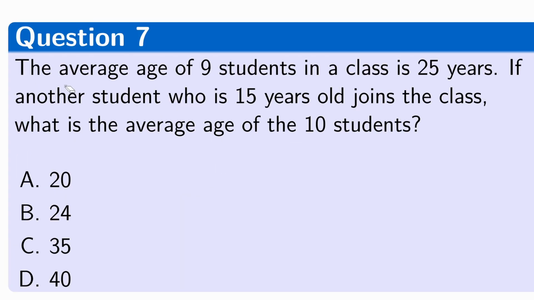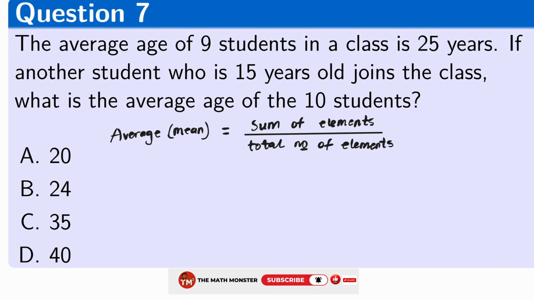Question 7. The average age of 9 students in a class is 25 years. If another student who is 15 years old joins the class, what is the average age of the 10 students? Solution. By definition, the average or the mean is defined to be the sum of the elements divided by the total number of elements. From the first part of the question, we have the total number of students to be 9, and their average age is 25 years.